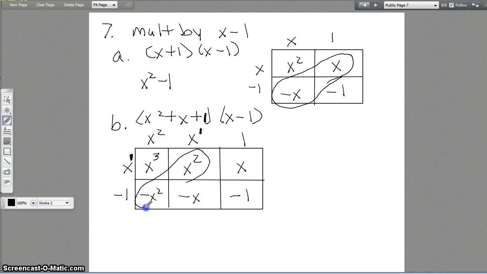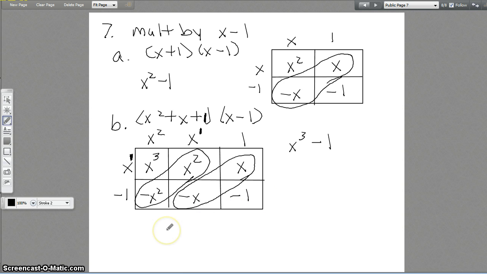We have x squared terms in diagonal boxes. We have x terms in diagonal boxes. Notice what we get for our answer. We get x cubed minus 1 because our x squared has a minus x squared, and that is 0. Our x term, there's also a negative x term. X minus x is 0. So all we're left with is x cubed minus 1.